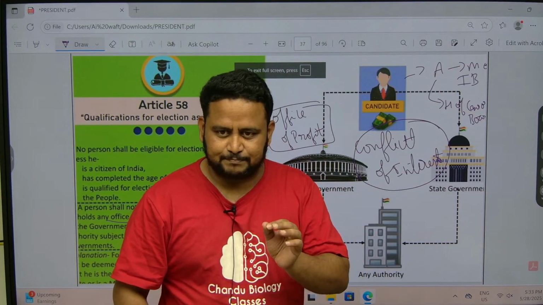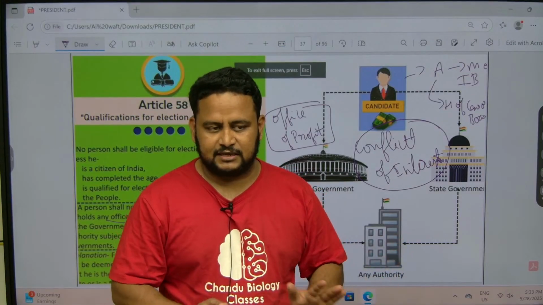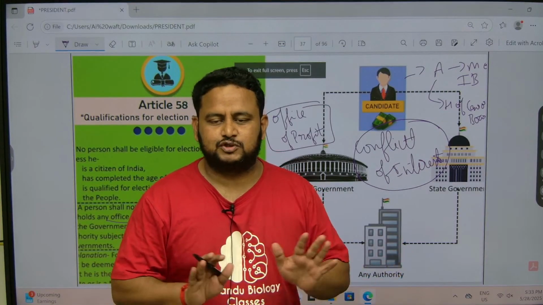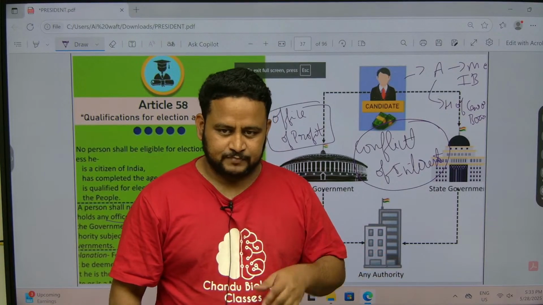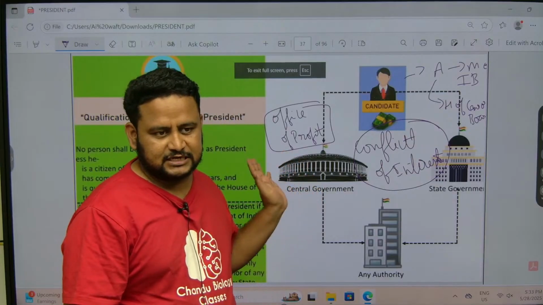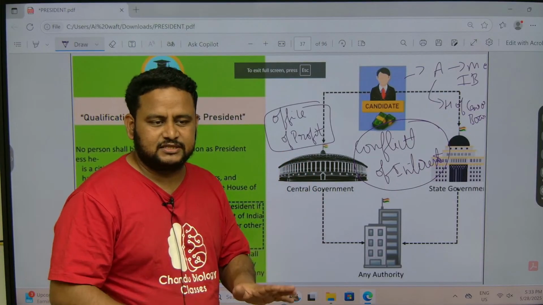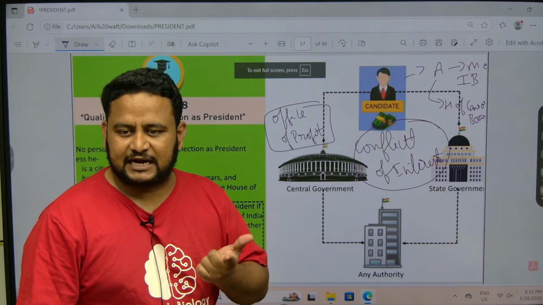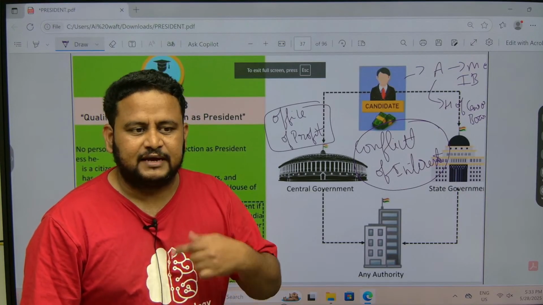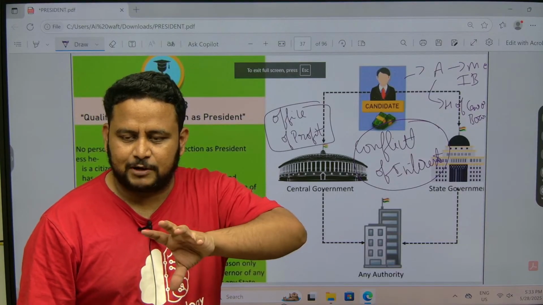This is the basic simple understanding you should have. Other than this, nothing is required. No depth is required when it comes to office of profit. This much you understand: one interest is in conflict with another interest, and that should not be held. But to ensure that this is not there, the parliament passed an act called the Office of Profit Exclusion Act. From that act, some people are automatically removed.